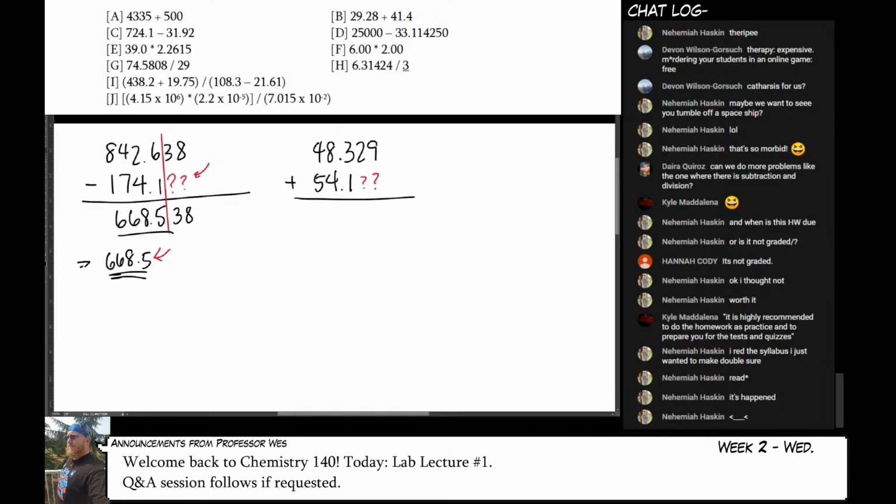Again, these are unknown numbers. Should I report my answer to this position? Well, I don't have a sig fig for this value, so no. How about the hundredths place? Nope. Still have no sig fig there. Tenth place, again, that's where we're going to cut off our answer.